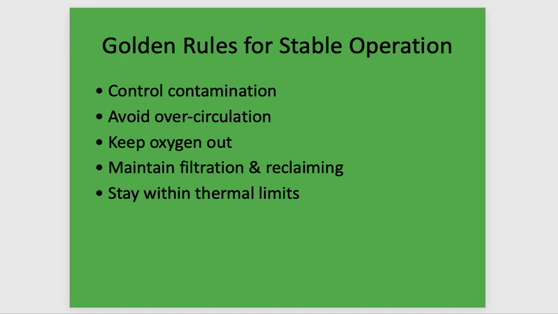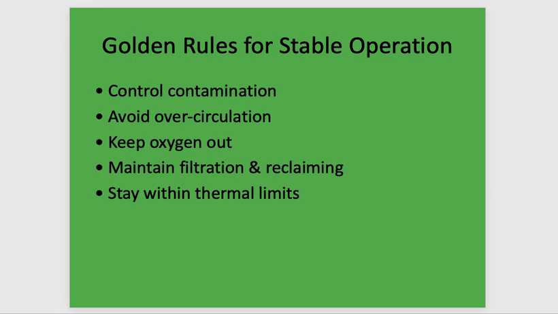So the golden rule for stable operation in an amine unit is to control your contamination and keep the amine concentration. Avoid over circulation. Be away from over design flow. Keep the oxygen out, especially during startup. Maintain the filtration efficiency and reclaiming if you have a reclaiming system. Stay within thermal limits, okay, which is the design value related to the amine unit operation.